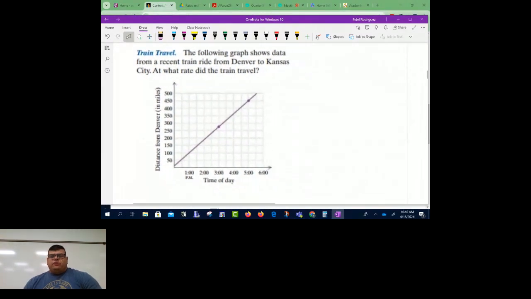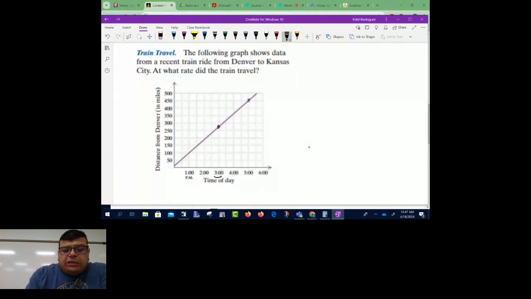And let's see if we can do this one talking about train travel. It says, the following graph shows the data from a recent train ride from Denver to Kansas. At what rate did the train travel? Okay, so y'all, I'm looking here. I got a couple of nice points on my picture. So this point here and this point here.